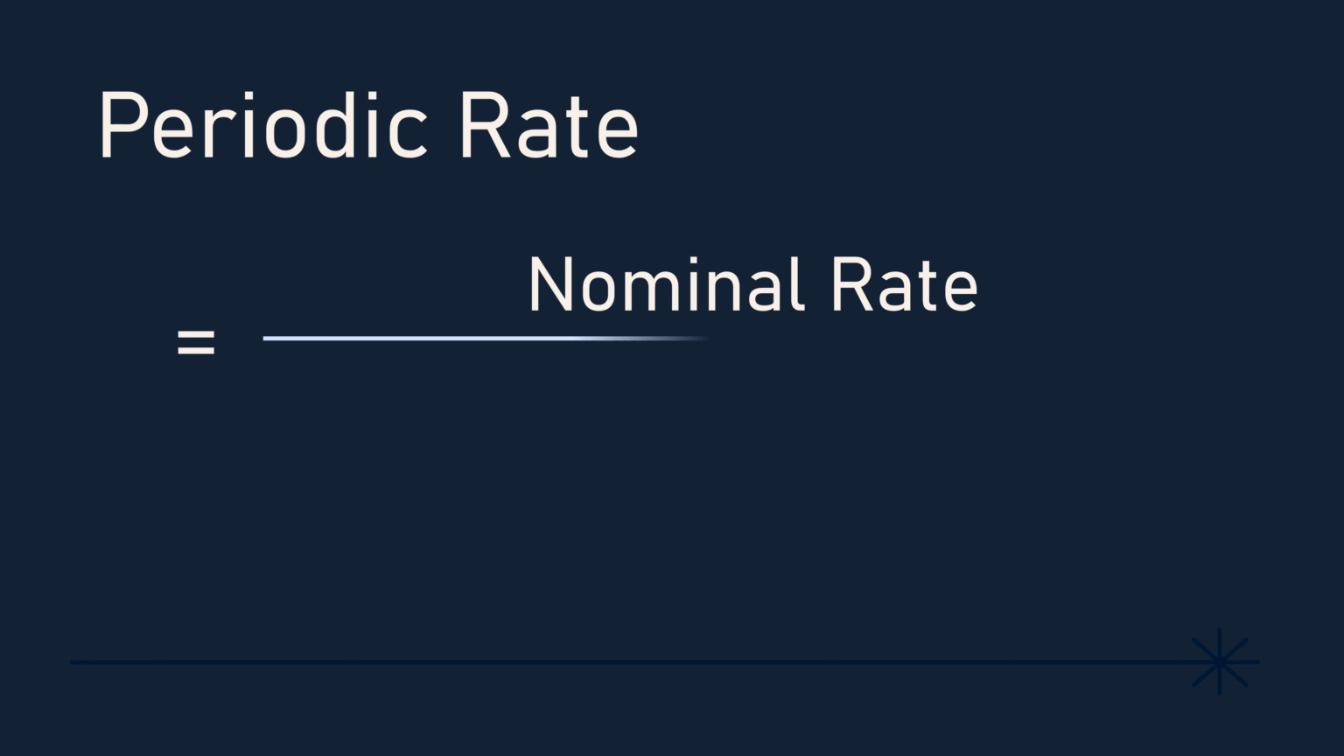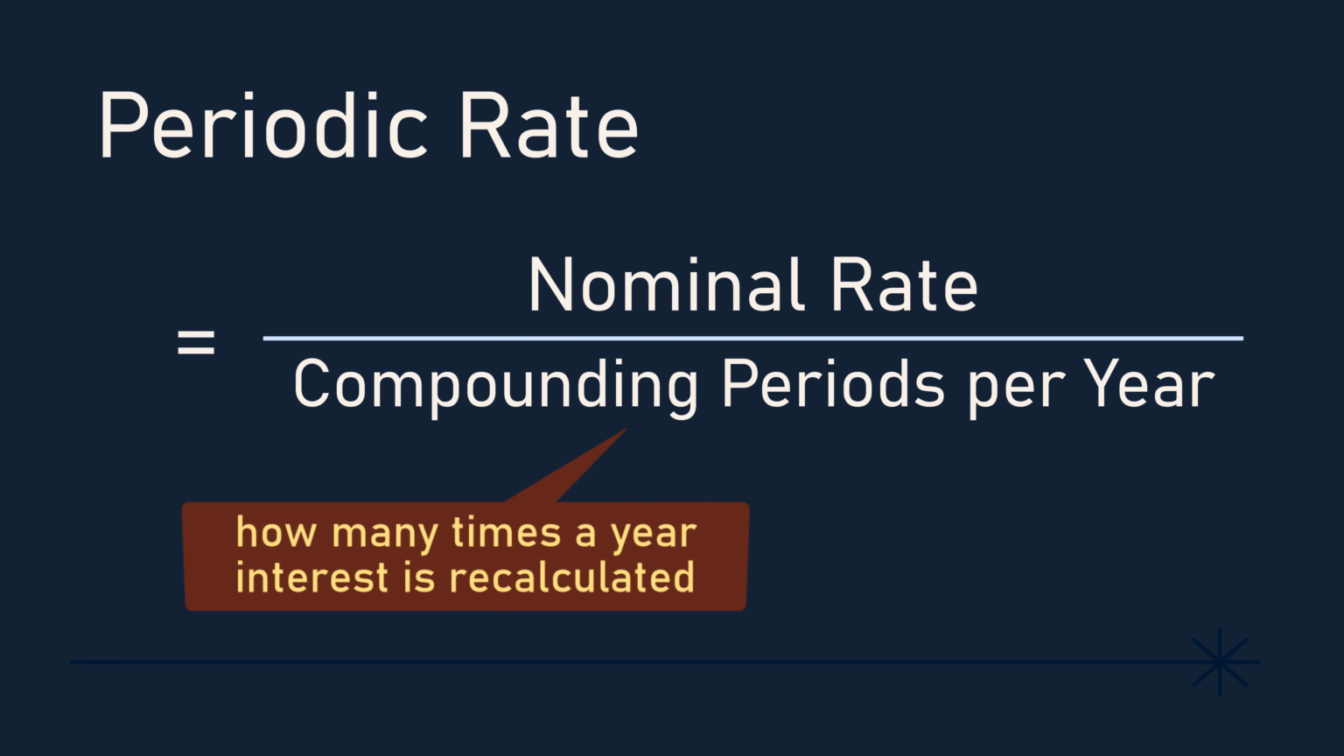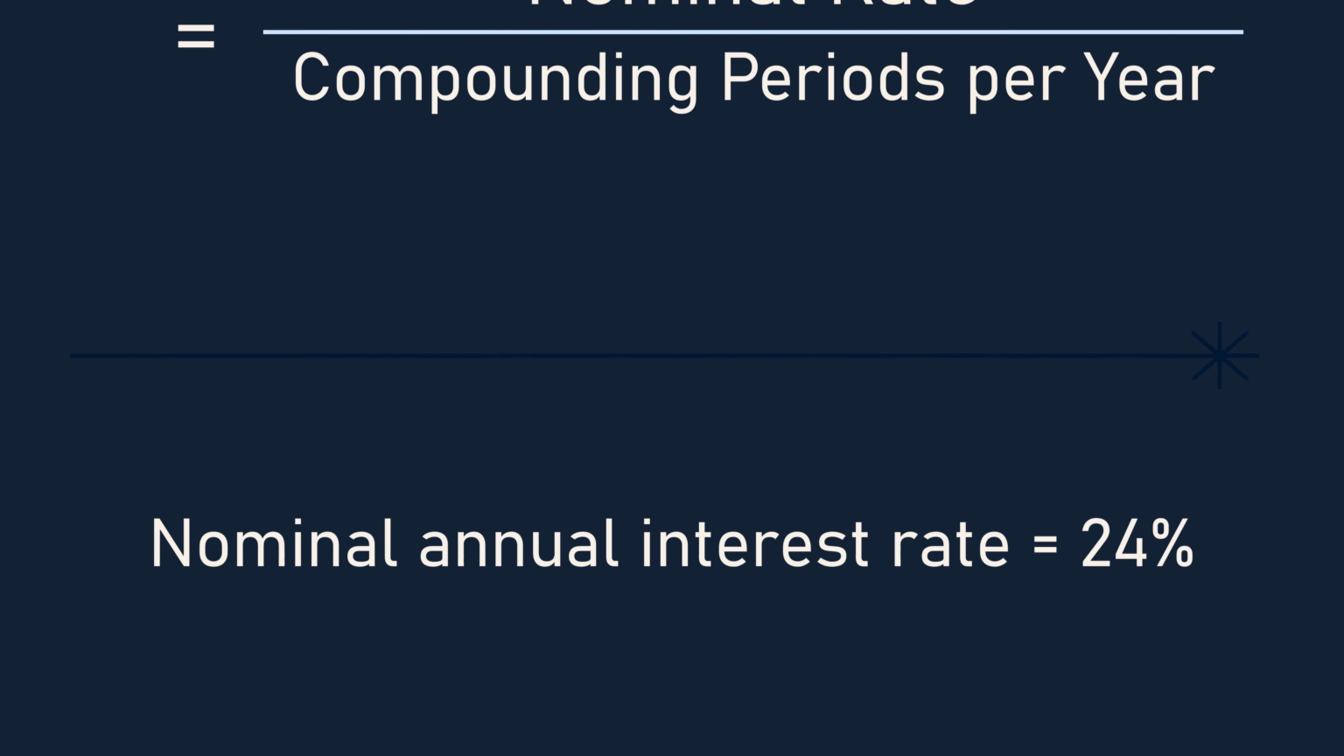To find the periodic rate from the nominal rate, we simply take the nominal rate and divide it by the number of compounding periods per year. The number of compounding periods is just how many times a year the lender recalculates your interest and adds it to your balance. Let's break this down with a concrete example.